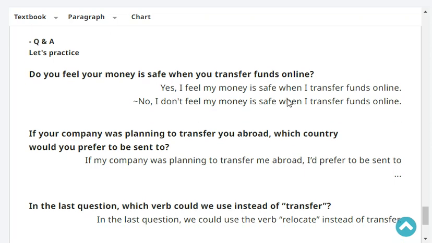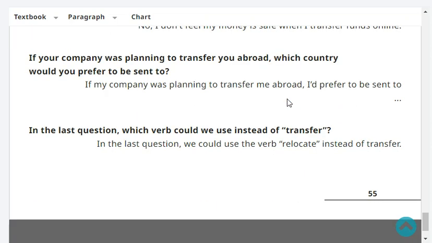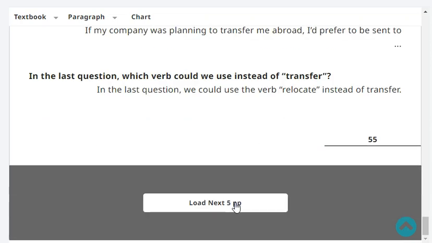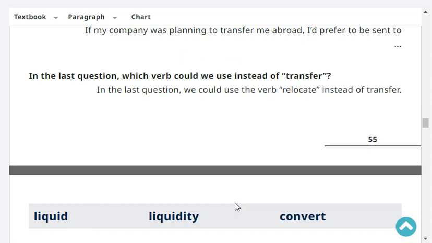If your company was planning to transfer you abroad, which country would you prefer to be sent to? If my company was planning to transfer me abroad, I'd prefer to be sent to European countries. Very good.